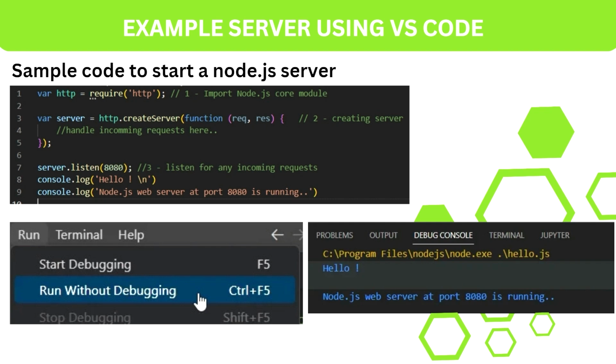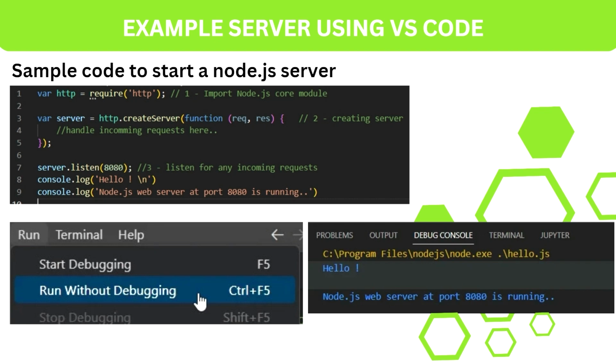The second line of the code creates a server object using createServer method of the HTTP module. The method takes a function as an argument, which will be executed every time a request is made to the server. The function takes two arguments, REQ and RES, which represents the incoming requests and the response that will be sent back to the client.